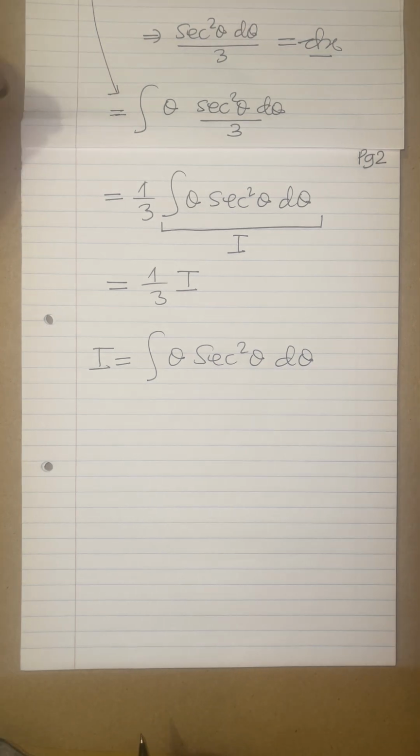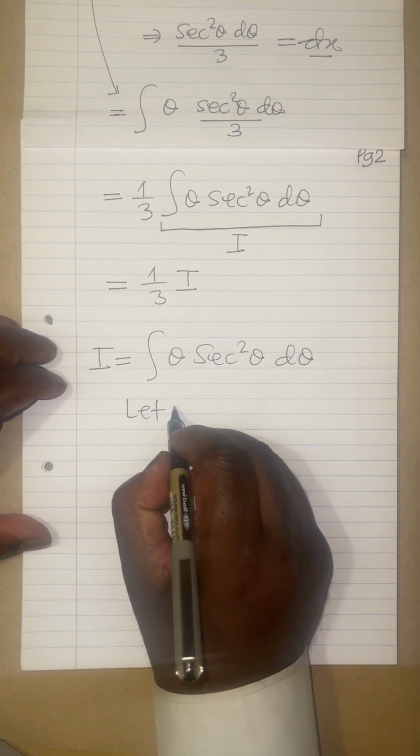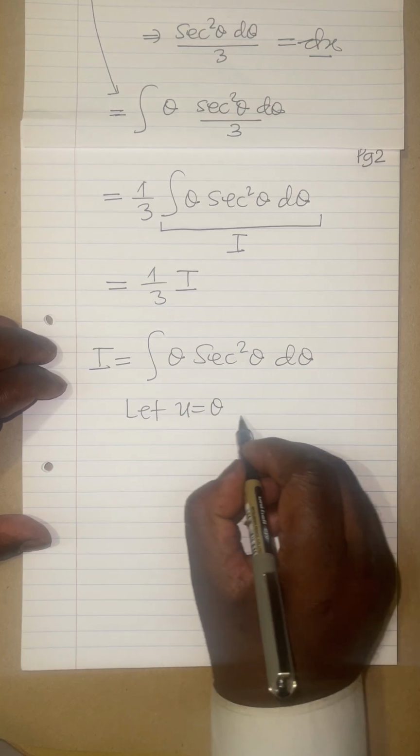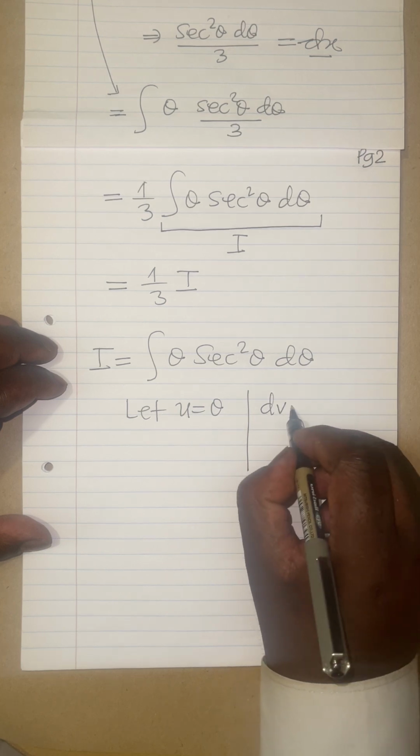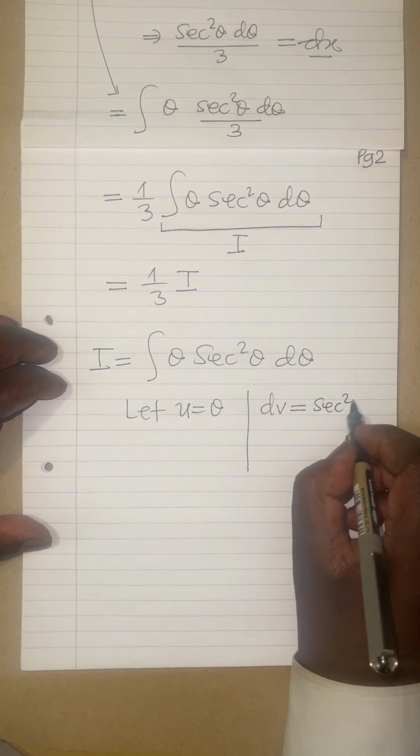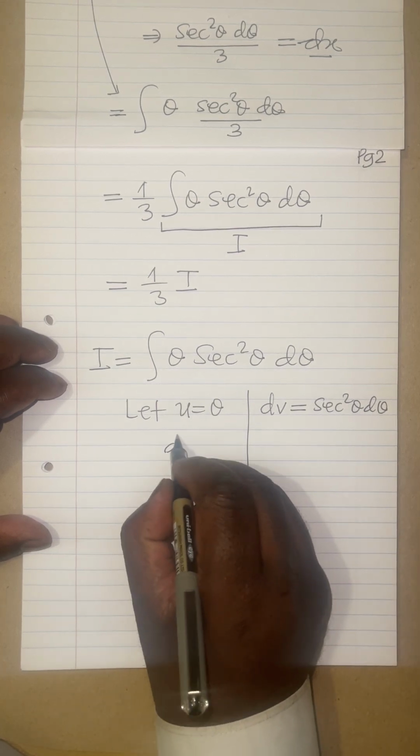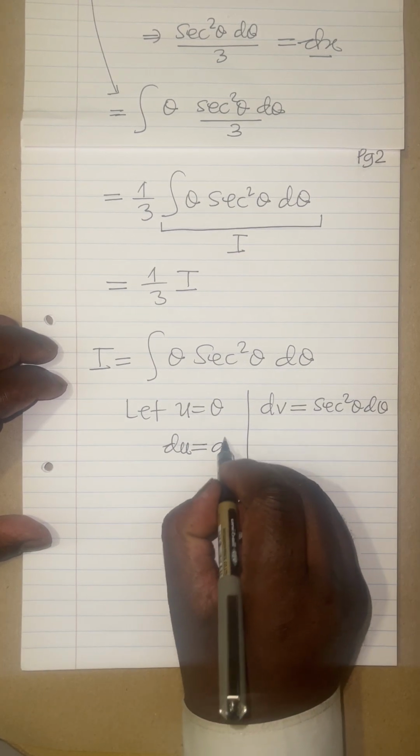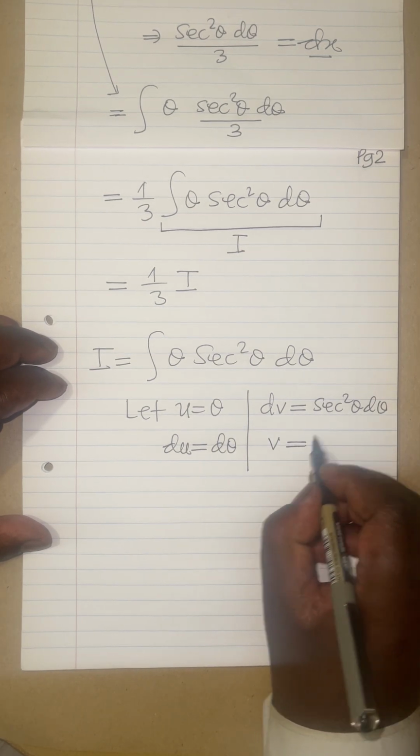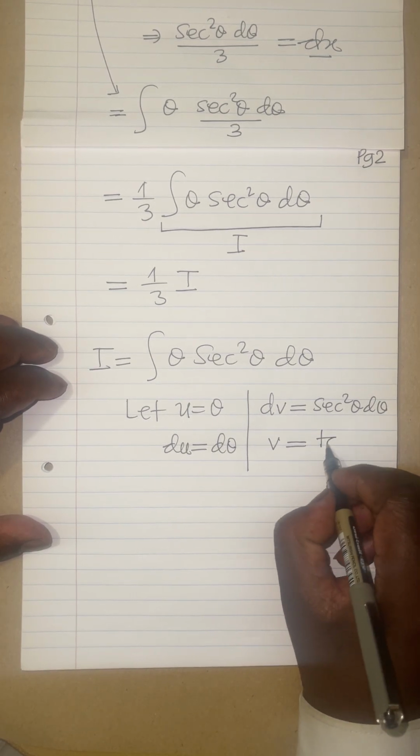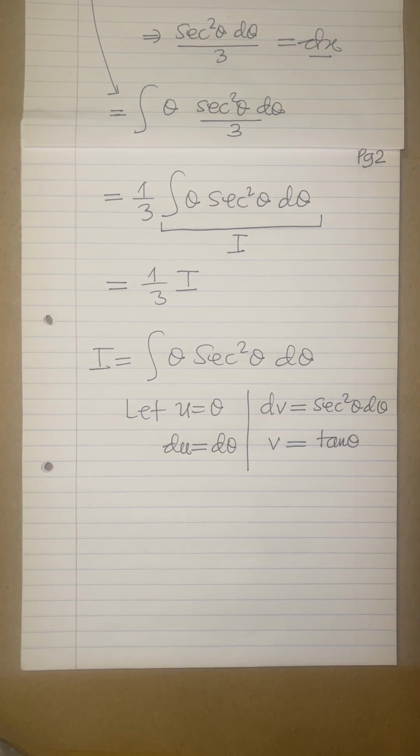At this stage, obviously, we're going to use integration by parts. So we let u be equal to theta, and remember, integration by parts requires us to say dv is equal to, in this case, sec squared theta d theta. Differentiating both sides, we're going to get du is equal to d theta. Integrating both sides, we're going to get v equals the integral of sec squared, which is tan. Now, in this case, we are talking about theta, so it has to be tan theta.